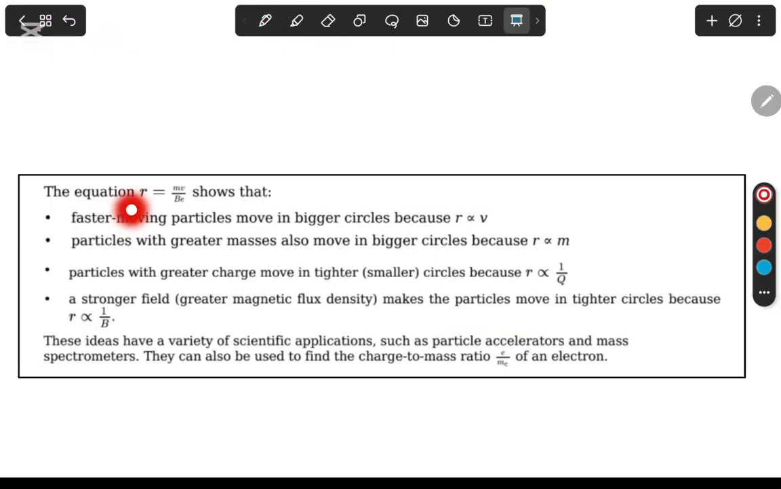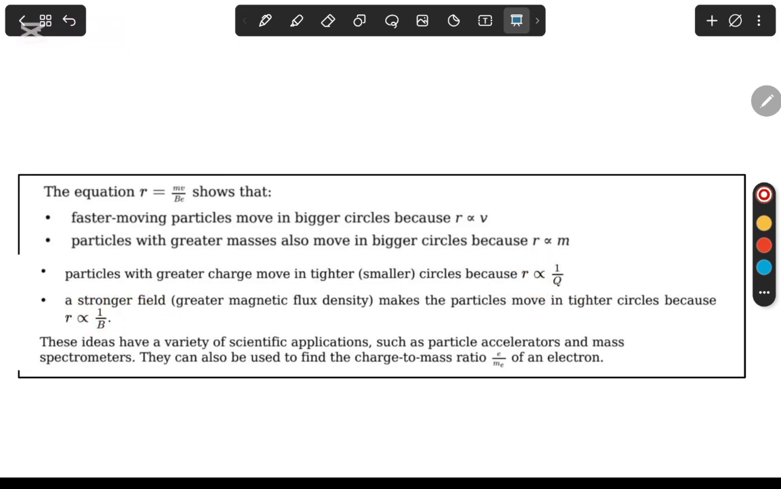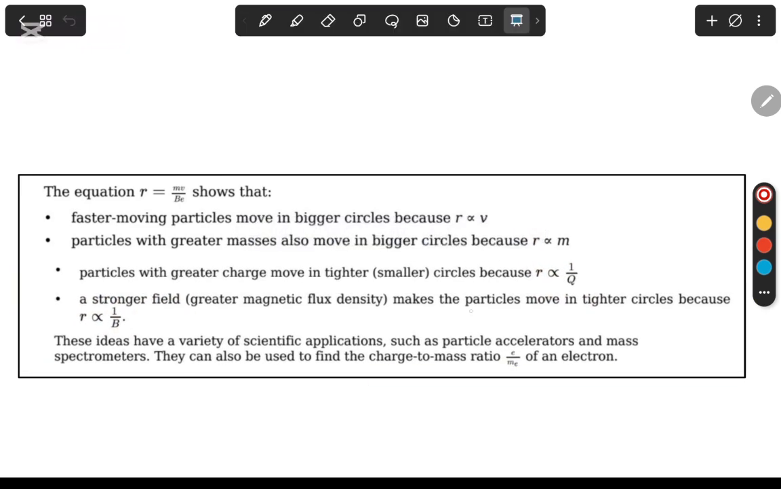Okay, so that's the equation that we got. So the equation r is equal to mv over BE, where E is the charge of the electron, shows that faster moving particles move in a bigger circle because r is directly proportional to v. Particles with greater masses also move in bigger circles because r is directly proportional to m. And particles with greater charge move in tighter, smaller circles because r is inversely proportional to q. And a stronger magnetic field or greater magnetic flux density makes particles move in tighter circles because, again, r is inversely proportional to the magnetic field.